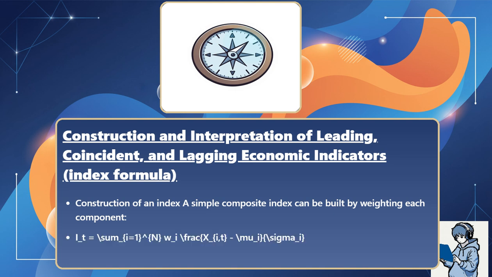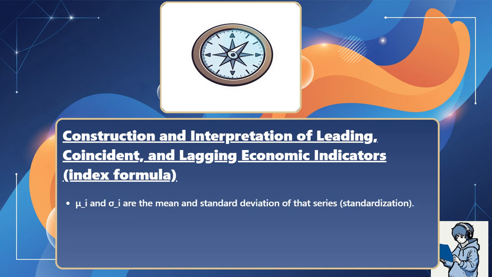I_t equals the sum from i equals 1 to n of w_i times the quantity (x_i,t minus mu_i) divided by sigma_i. x_i,t is the raw value of indicator i at time t. Mu_i and sigma_i are the mean and standard deviation of that series, standardization. w_i is the assigned weight, weights sum to 1.